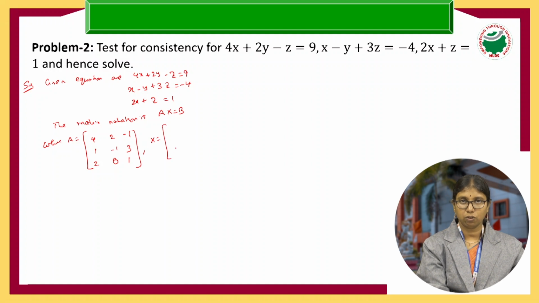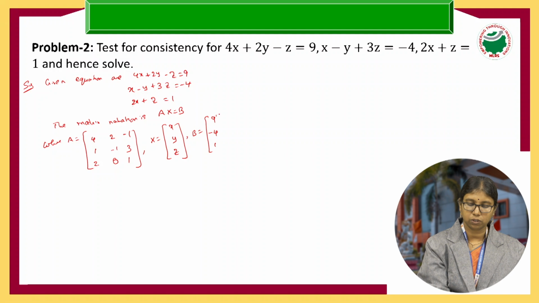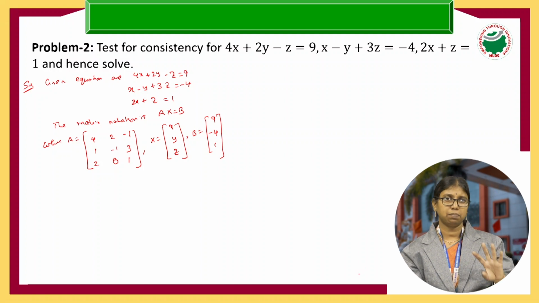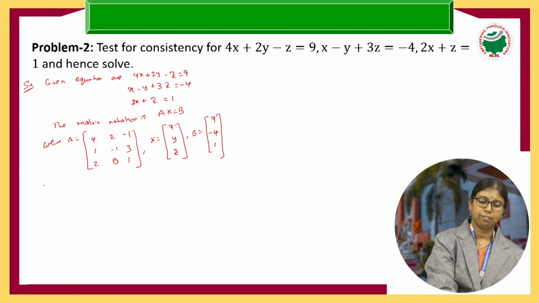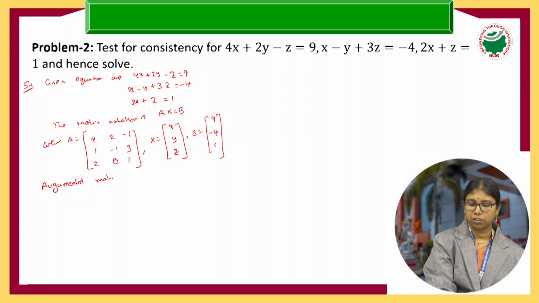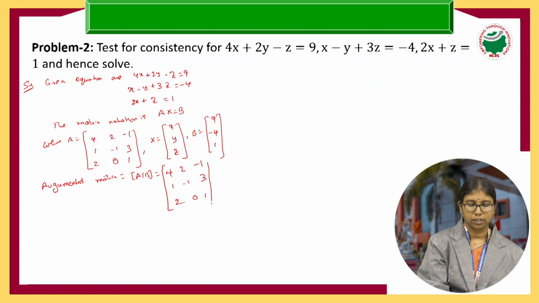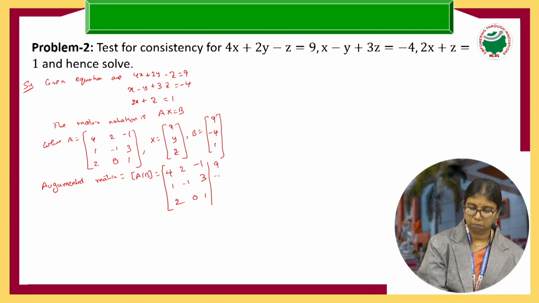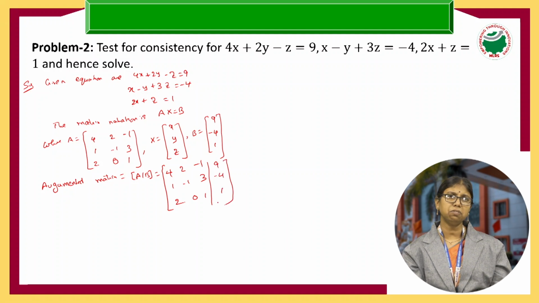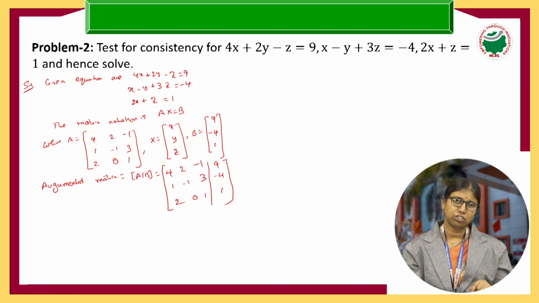Next, capital X is the unknown variables. Your unknown variables in this question are x, y, z. And capital B is a constant vector, so the RHS values are 9, minus 4, 1. So this is the matrix representation. Next, in step 2, you have to take the augmented matrix A given B. That is, A is 4, 2, minus 1, 1, minus 1, 3, 2, 0, 1, and B is 9, minus 4, 1. So we have to convert this augmented matrix to echelon form.